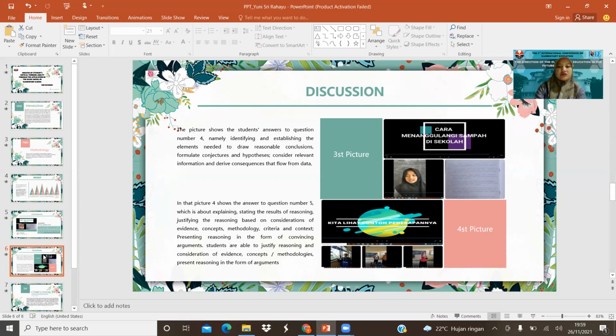In picture 4, showing the answer to question number 5, which is about explaining, stating the results of reasoning, justifying the reasoning based on considerations of evidence, concepts, methodology, criteria, and context, and presenting reasoning in the form of convincing arguments. The student is able to justify reasoning and consideration of evidence, concepts, or methodology, and present reasons for the argument.